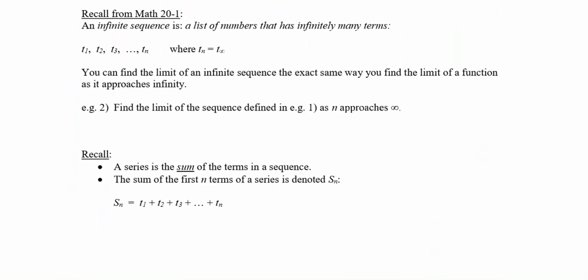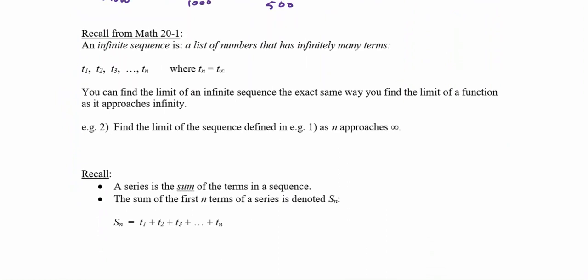Okay, so now, an infinite sequence is a list of numbers that has infinitely many terms, right? So you can see where this links to the last one now. If we keep up that idea of a sequence, then we could go forever, so we could actually have T at infinity. In that case, let's say find the limit of the sequence defined in example 1 as n approaches infinity. So let's do that again.